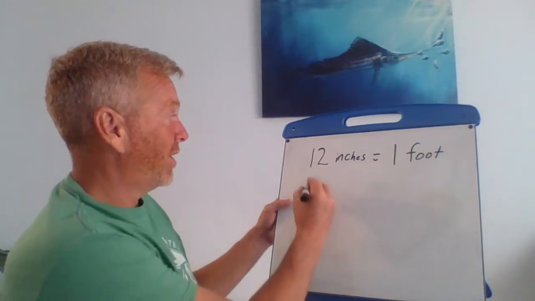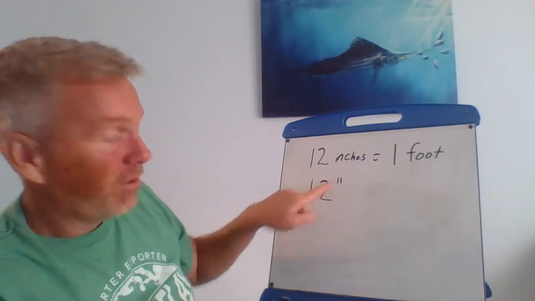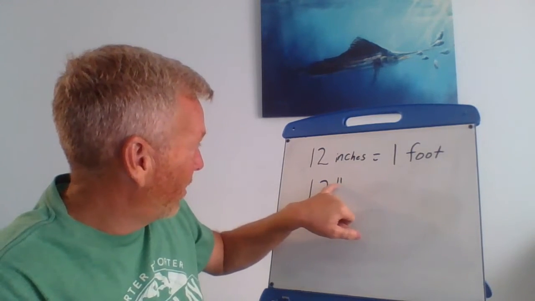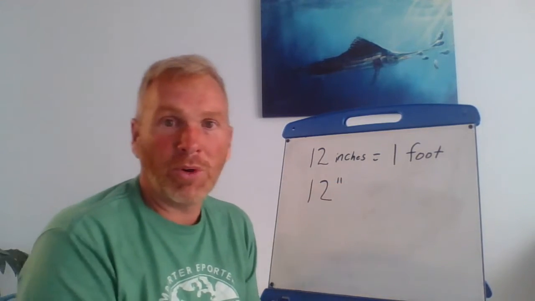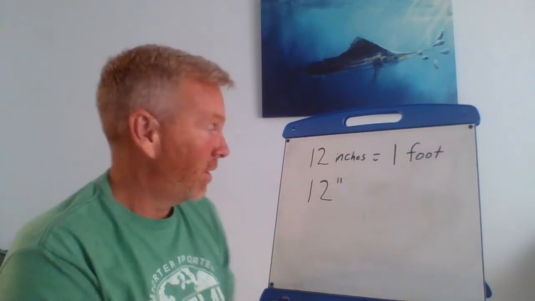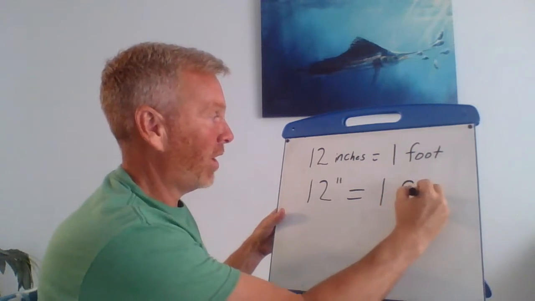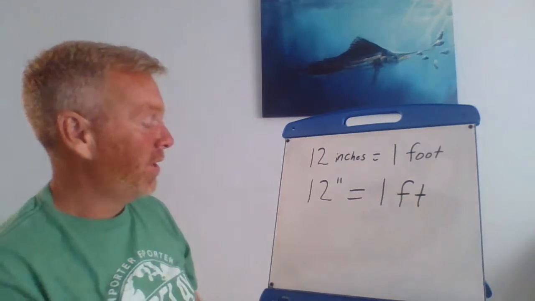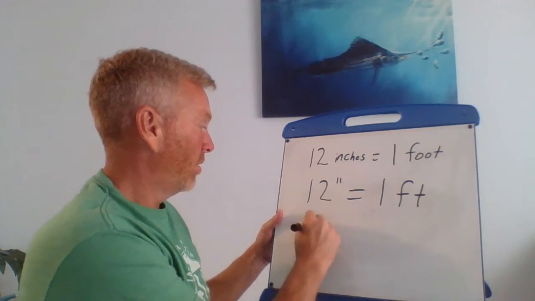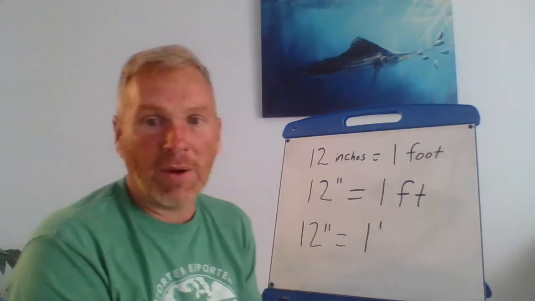So underneath this 12 inches, I'm going to write 12, and I'm going to put this little symbol there. I know it looks like, whenever we're in English class, a quotation mark. But that's representing 12 inches. And then I'm going to still say is equal to 1. A lot of times you'll see them write 1 foot like this, or they might say 12 inches is equal to 1 foot that way.